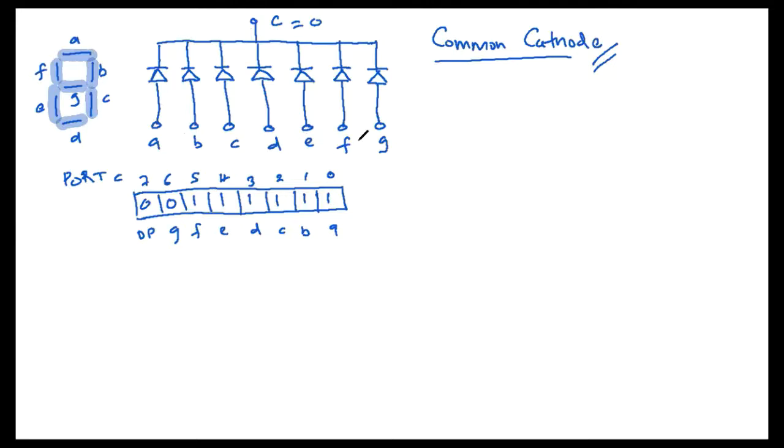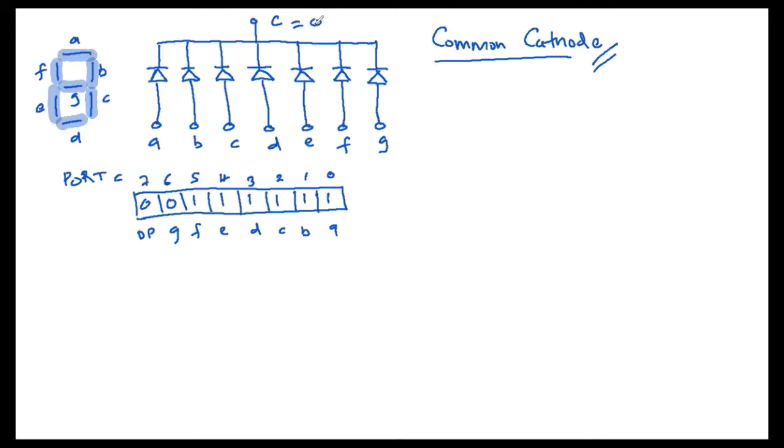G, DP. So if you want to display a particular number on a common cathode 7-segment display, let's say if you want to display number 7, you need to switch on A, B, and C. So in this case, segments A, B, and C will be high, and D, E, F, and G will be low. And of course, the common will be low as well.